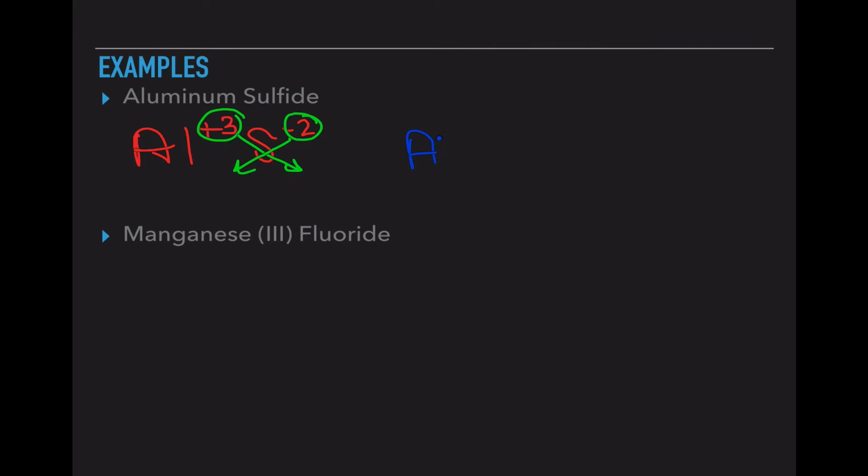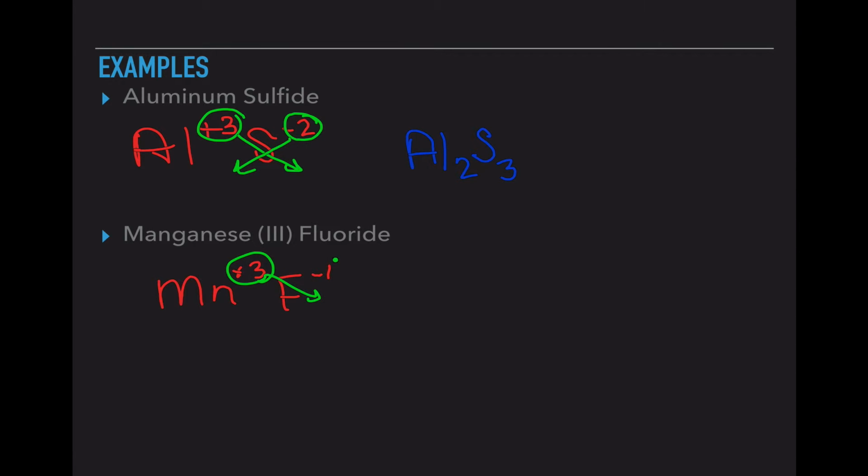So Al is written with the 2, S is written with the 3. Manganese 3 fluoride is our transition metal example. Manganese is Mn. It is in the transition metal section, or the D section of the periodic table of the elements. This number, the 3, tells us that Mn has an oxidation number of +3.